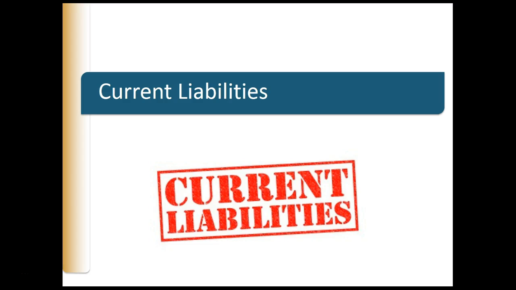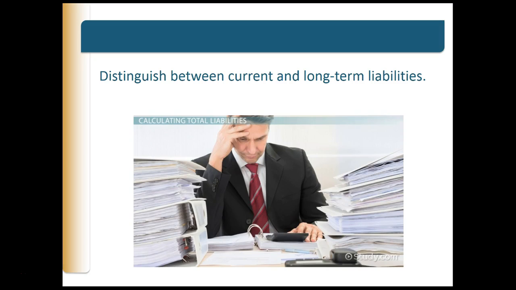So in the previous lectures, we've worked our way down the asset side of the balance sheet. We've looked at cash, accounts receivable, inventory, and then long-term assets. Now we're going to turn to the other half of the balance sheet and start at the top of the liabilities, which is current liabilities. So this first section is going to distinguish the difference between what is a current liability versus what is a long-term liability.